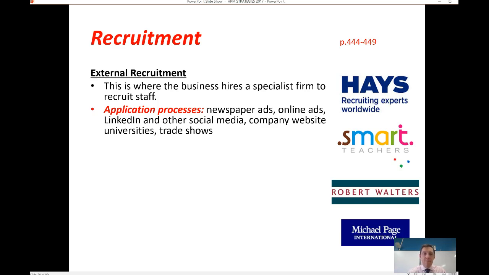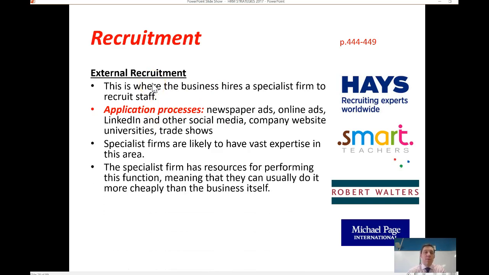They might use LinkedIn or any other social media. They might use their company website. So, for example, one of these groups down here. They might even go to universities or trade shows. Those specialist firms generally are going to be very experienced in that process. So if you're an organisation who hasn't a lot of experience in recruiting, that may well be an advantage of going to an external recruiter.